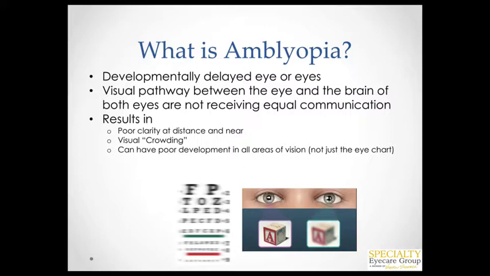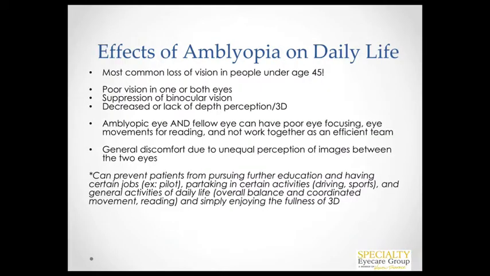It does result in poor clarity, so we do see it on the eye chart, distance and near. It results in visual crowding, which just means that when there's more on the eye chart or more of what the patient's looking at, it gets blurry. And it can have poor development in all areas of vision. So what we actually see in a patient's life is poor vision in one or both eyes, suppression of binocular vision, which means they're not using both eyes at the same time. One eye is being suppressed or ignored, and lack of 3D or depth perception.